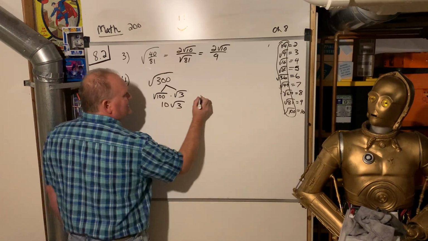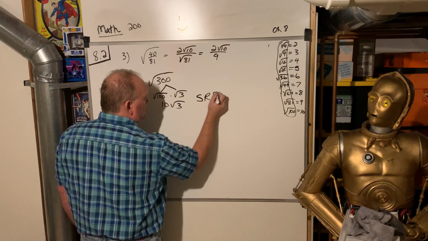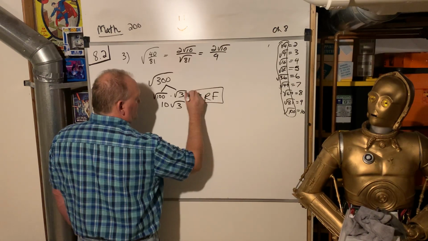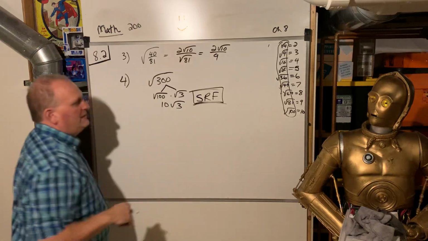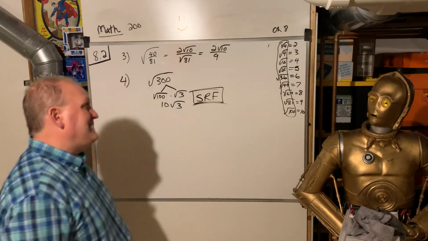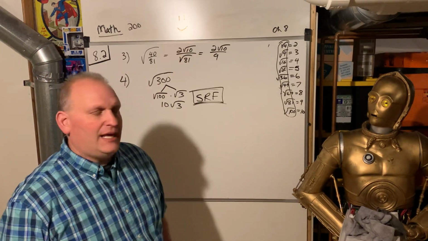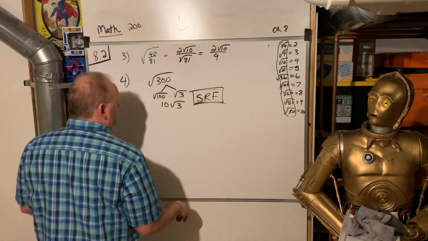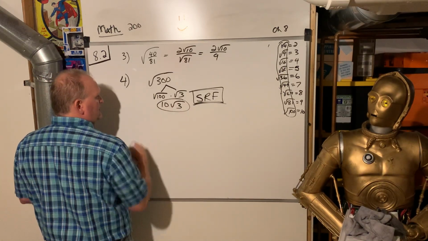That is called simplest radical form or simplified radical form. I've seen it both ways. And so if they ever say put it in SRF, that's shorthand for simplest radical form, which would be this, 10 square roots of 3.